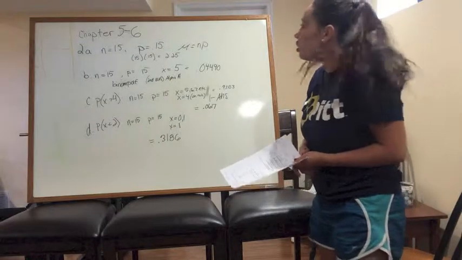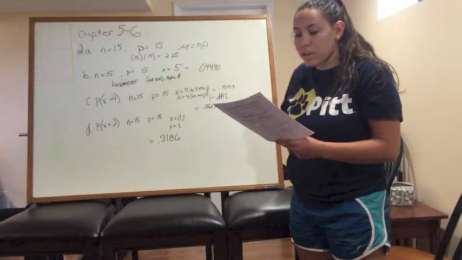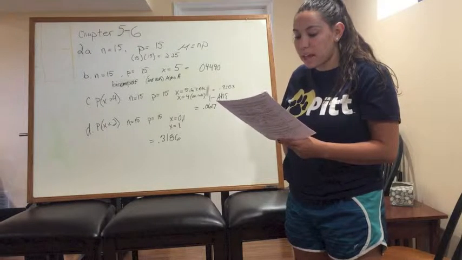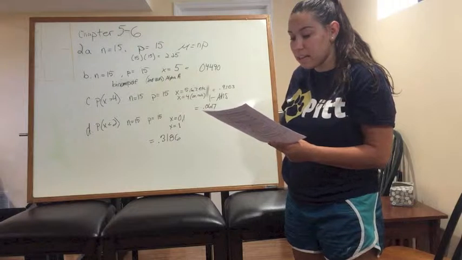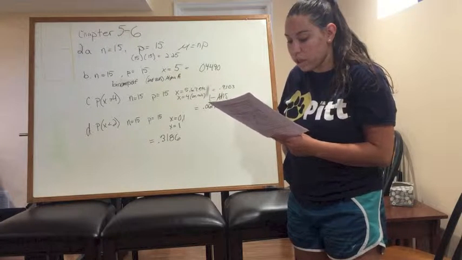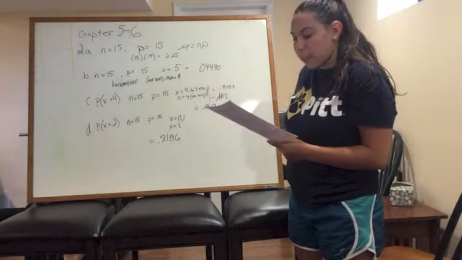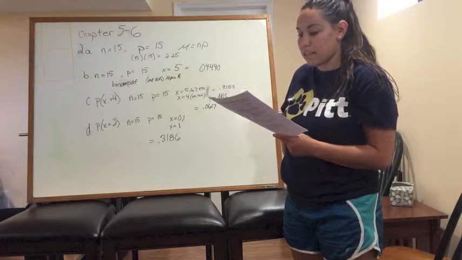Okay, so moving on to Chapters 5 and 6, this is problem number 2. The problem says, a local university reports that 15% of their students take their general education courses on a pass-fail basis. Assume that 15 students are registered for a general education course. Part A is, what is the expected number of students who have registered on a pass-fail basis?